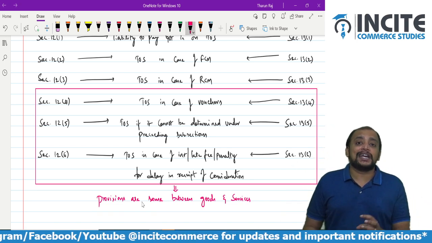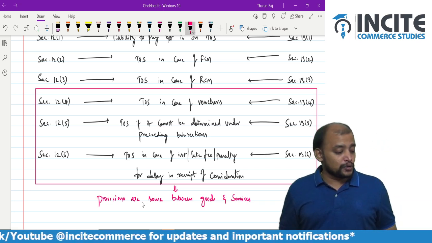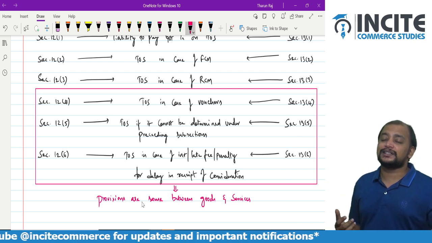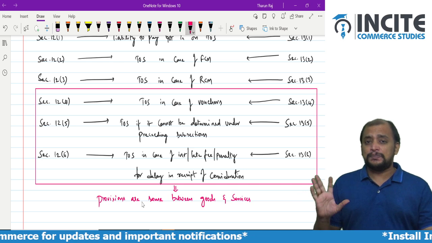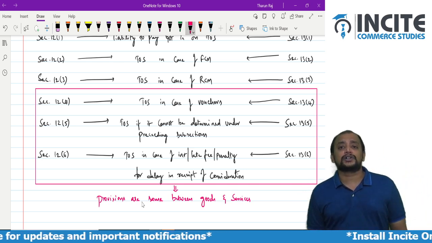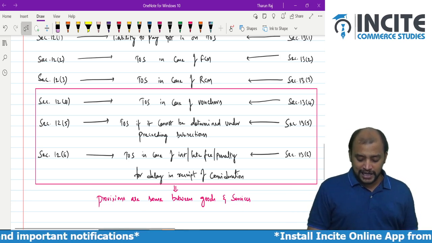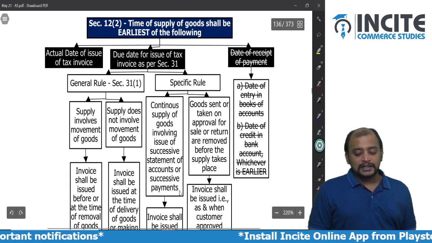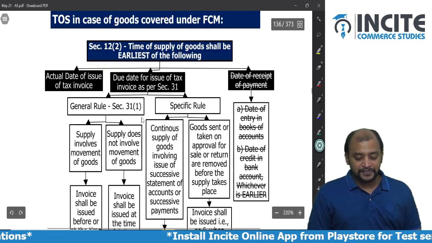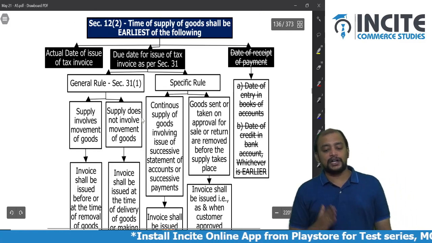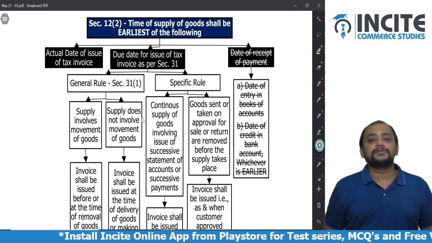Time of supply in case of forward charge mechanism. Under forward charge mechanism, who will pay GST? Liability to pay GST is on the supplier. So what will be taken? It is simple: due date of invoice or actual date of invoice, whichever is earlier, will be taken. I have given that already. Please see time of supply in case of 12.2, goods, the FCM. Due date of invoice or actual date of invoice, whichever is earlier, but the date of payment is irrelevant. Always we need to take that.